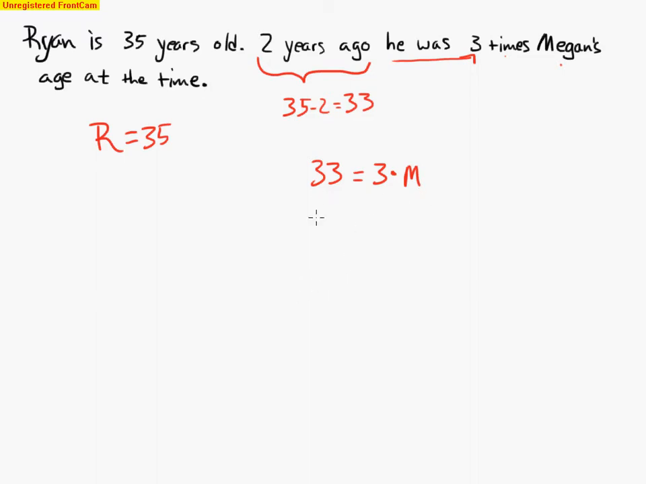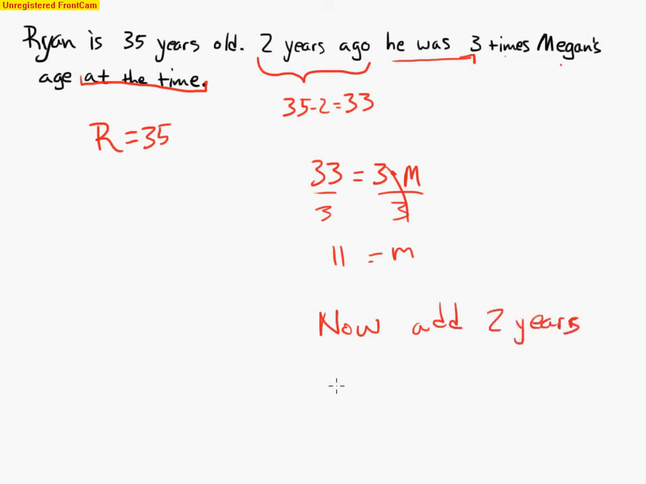So then let's go ahead and solve this for Megan's age at the time. Okay, remember that was 2 years ago. So I'd go ahead and divide by 3, cross it off. M equals 11. Fast forward to now, and that's 2 years later. So I'd have to say now add 2 years. So her age is going to be 13. Megan is 13.